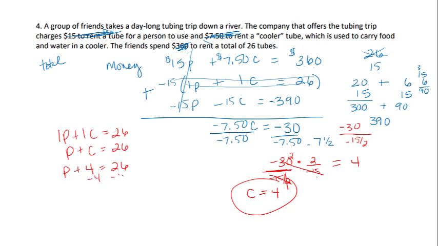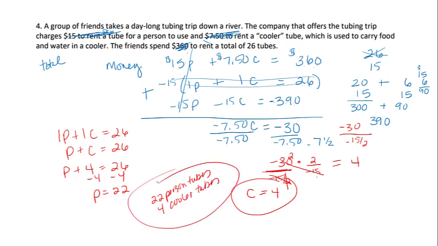go ahead and subtract 4. So what does this mean? It means that they're going to have 22 person tubes and 4 cooler tubes. So I just want to give you an example of some of those that were slightly different.